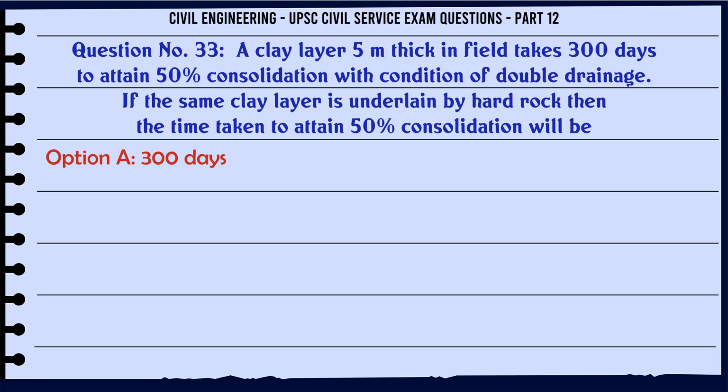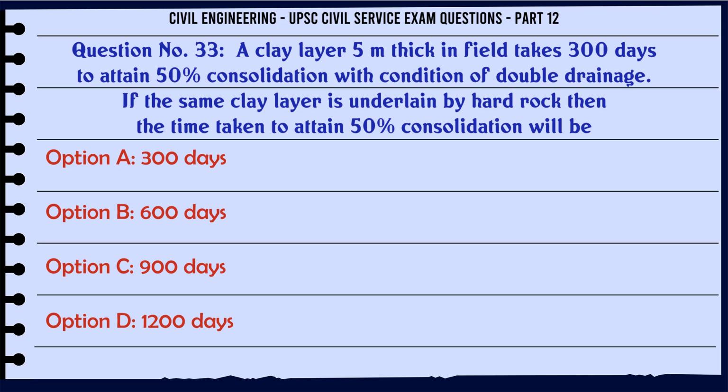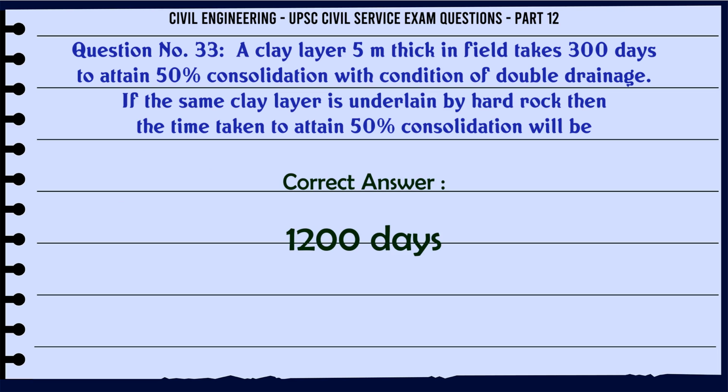A clay layer 5 m thick in the field takes 300 days to attain 50% consolidation with condition of double drainage. If the same clay layer is underlain by hard rock, then the time taken to attain 50% consolidation will be: A. 300 days. B. 600 days. C. 900 days. D. 1200 days. The correct answer is 1200 days.